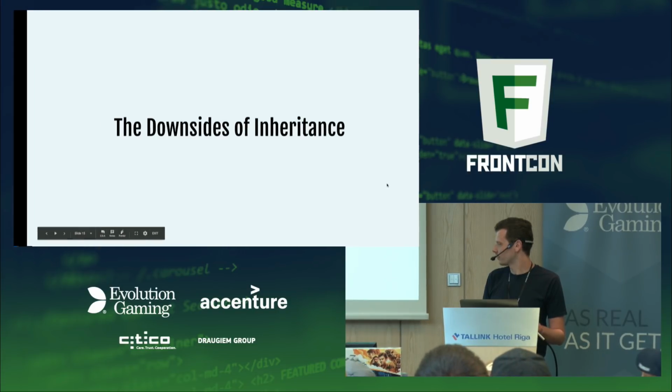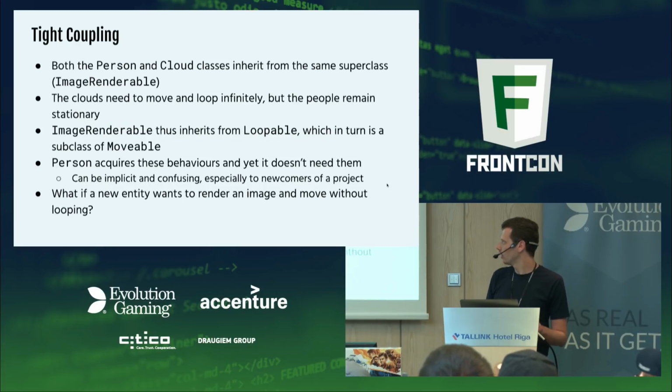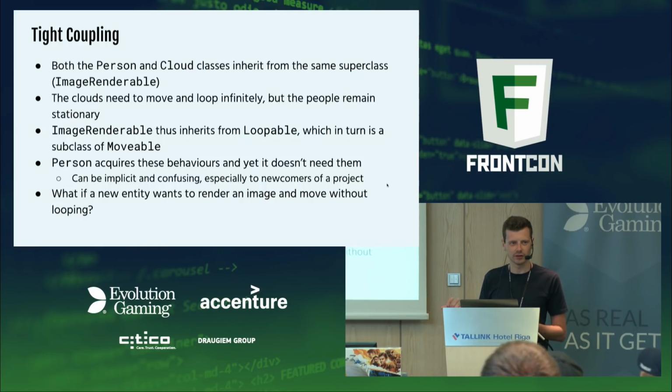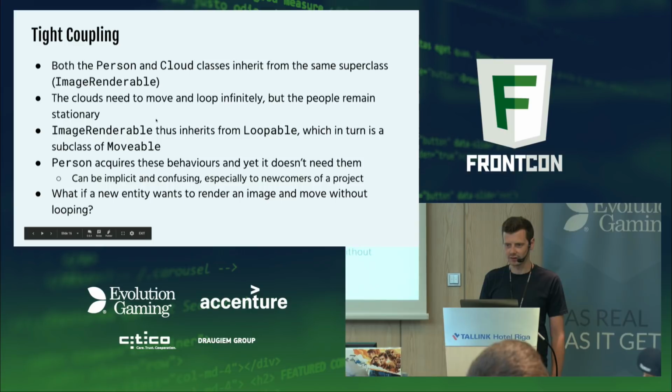So what are the downsides of my approach that used inheritance? Well, foremost, the coupling is incredibly tight. Both the person and cloud classes inherit from the same superclass, which I've called ImageRenderable, which is responsible for rendering an image. And the clouds need to move and loop infinitely, but the people remain stationary, as we saw. And ImageRenderable thus inherits from Loopable, which in turn is a subclass of Movable. But the person then acquires these behaviors, and yet we don't need them because the people remain still. So in terms of a code reuse paradigm, this doesn't make any sense.